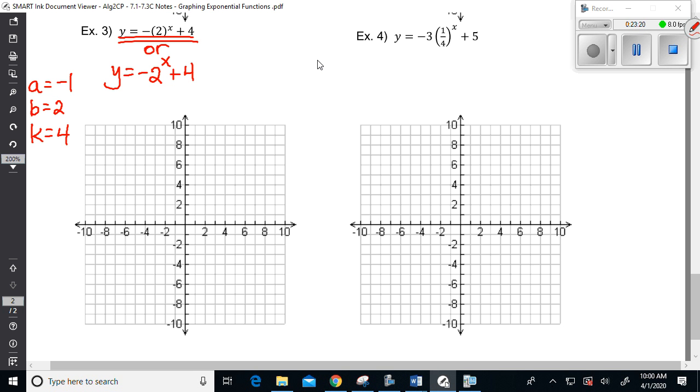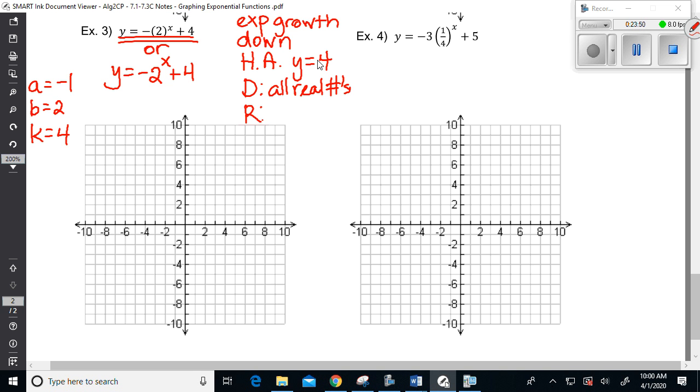So let's go ahead and get started. B value is 2, so this is exponential growth. The A value is negative, so it's going to open down. The K value is 4, so your horizontal asymptote is y equals 4. Domain is still all real numbers. And your range, since it's now pointing down, y is going to be less than 4. So y is less than 4.